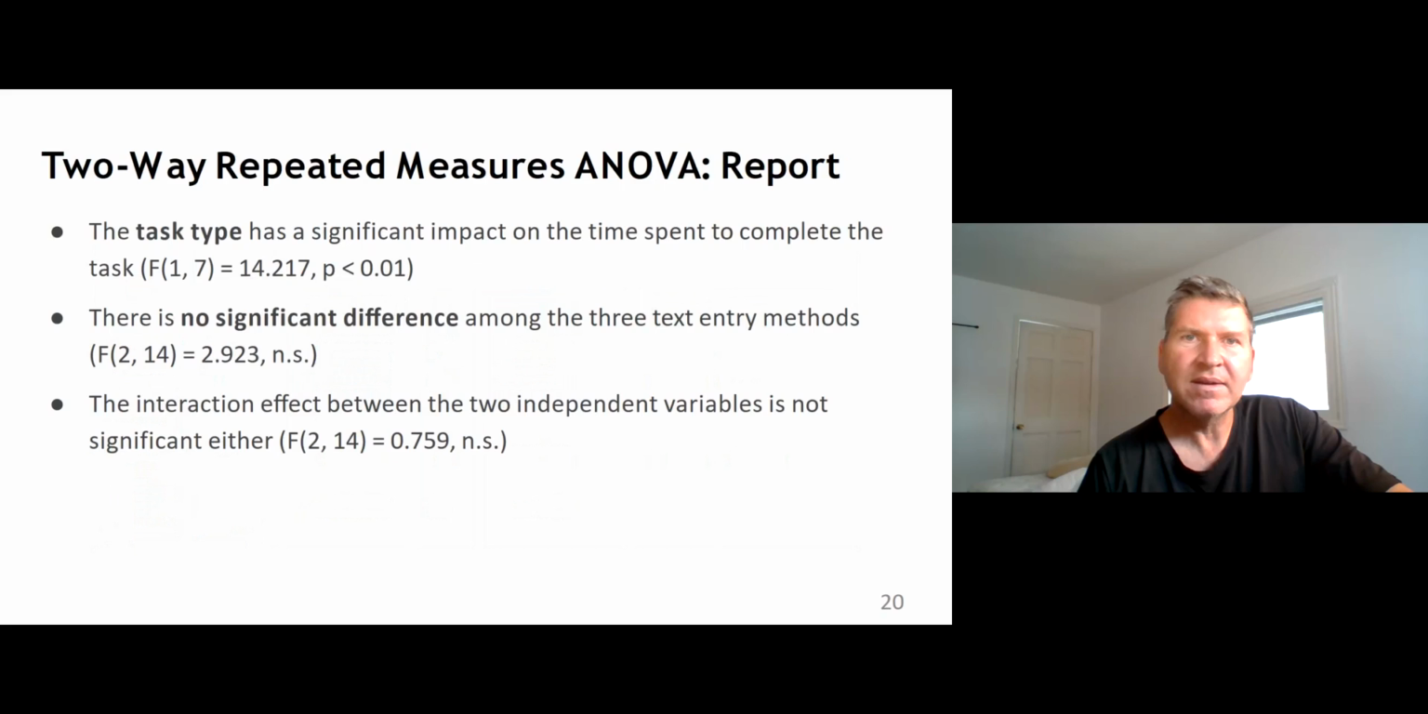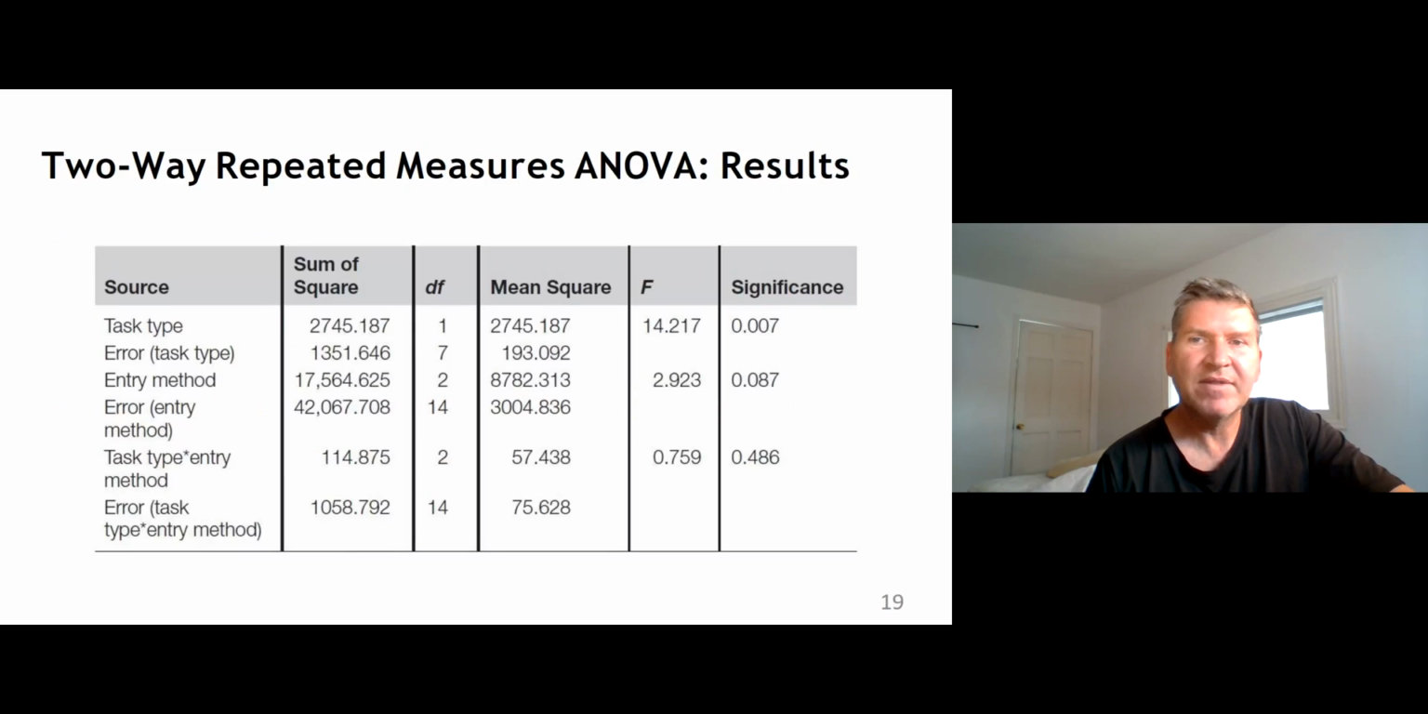Let's take a look here and try to understand how to report this. So the task type has a significant impact on the time spent to complete the task. F(1,7) equals 14.217. So look at that. That's the very first line. We have 1 degree of freedom, and then we have 7 degrees of freedom for the error.